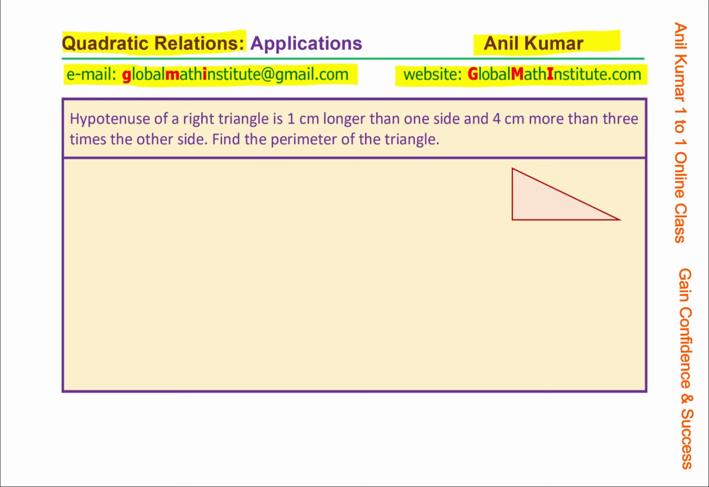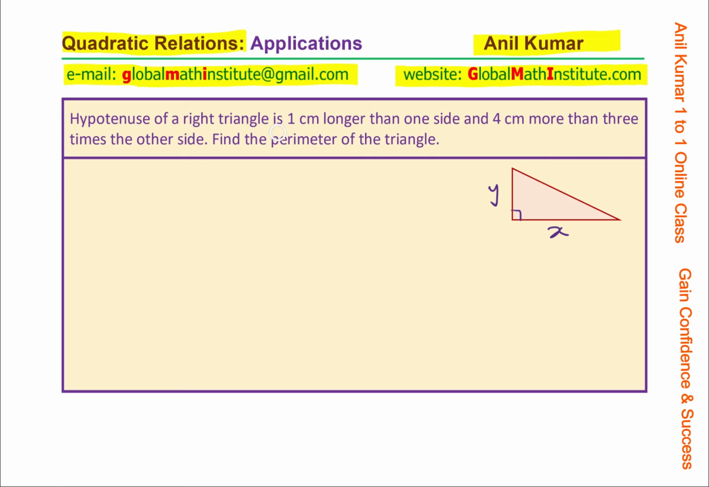Now let us see how we solve such a question. So let's have a right triangle as shown here. In this triangle, let's assume that one side is x, the other one is y. So what are we given? We'll make equations with the given statements.